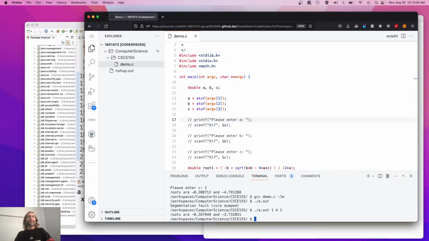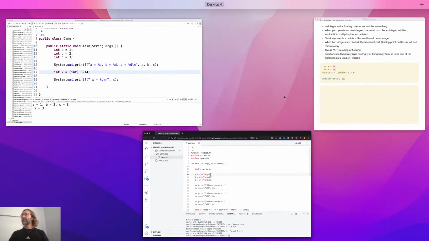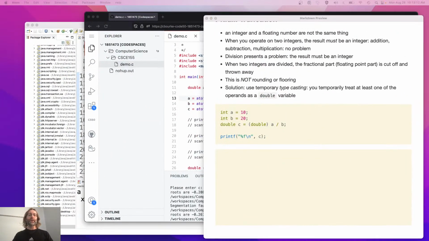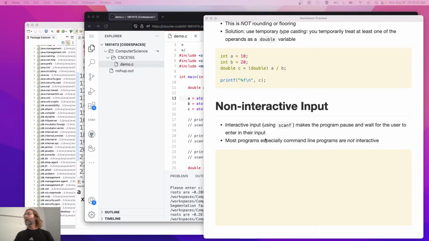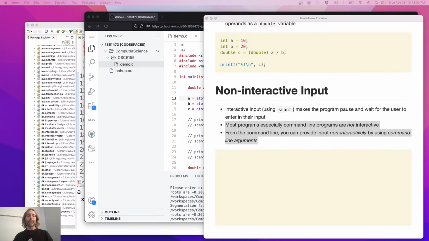Yeah? Why are you starting at 1? Good question. We need to understand how this is actually working under the hood. Interactive input is, of course, through scanf. However, most, let me cut and paste this since we're low on time. Most programs use command line arguments and are not interactive. So from the command line, you can provide non-interactive input. These are called command line arguments, or CLAs.